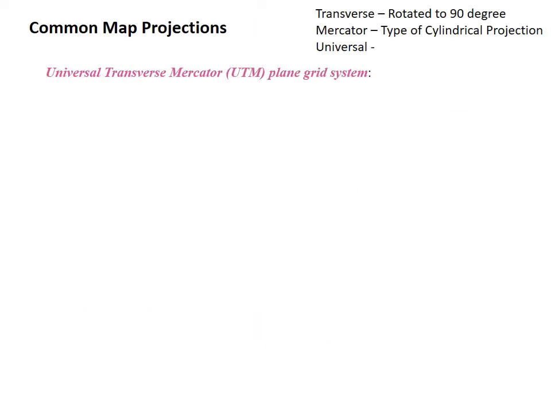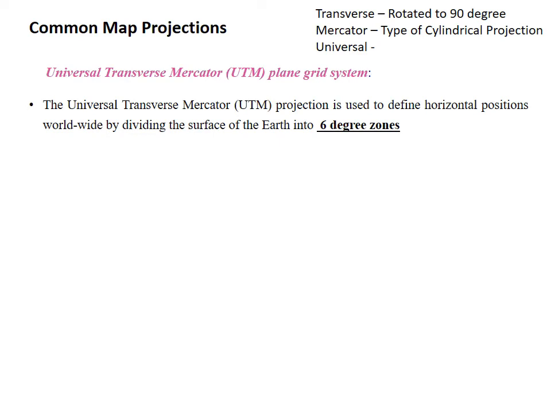And the next type of common map projection is the Universal Transverse Mercator projection. Transverse means rotated by 90 degrees. Mercator means it's a type of cylindrical projection. And universal means it has many projections, almost 60 types of projections. Universal Transverse Mercator projection is used to define the horizontal positions.